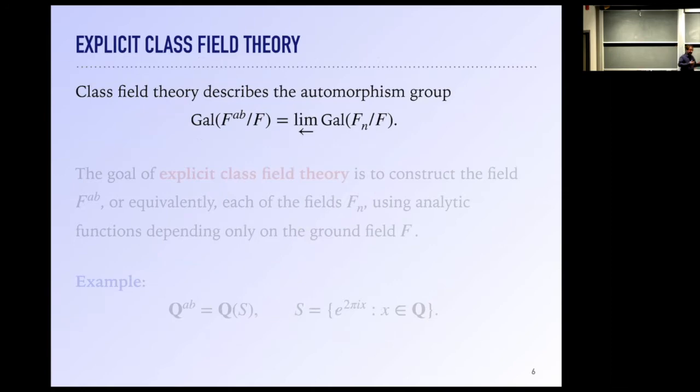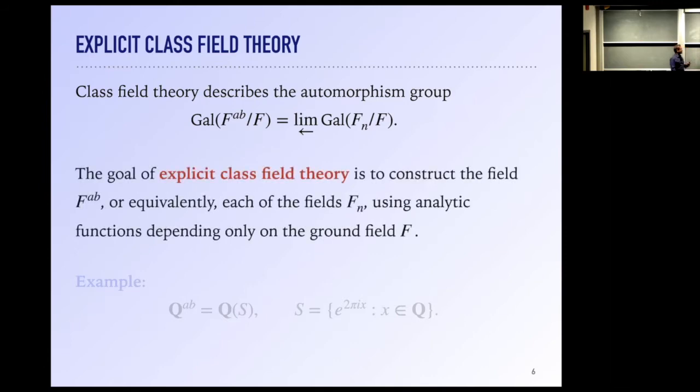It's just the inverse limit of the Galois groups I just described to you, the Galois groups of Fn over F. Okay, so it describes the group, but it doesn't describe the field Fab itself. So the goal of explicit class field theory is to construct the field Fab, or equivalently each of the fields Fn, because their union is Fab. And you want to do this using data intrinsic only to F itself. That is, you don't want to have someone tell you the answer based on knowing the answer.